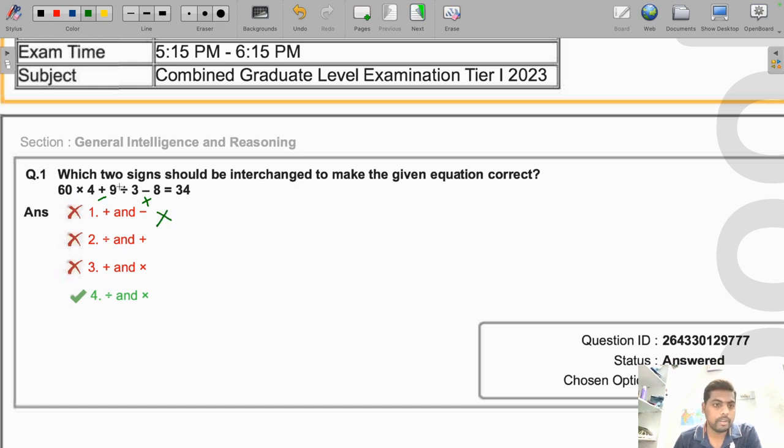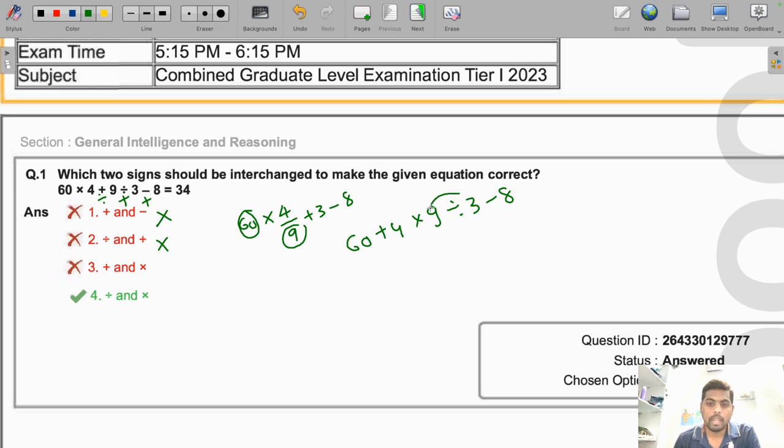And if you interchange divided by and plus, this will be divided by and this will be plus. So it will be 60 into 4 divided by 9 plus 3 minus 8. Here no need to calculate because 60 and 9, it is not possible to cut down, so we will not get an integer, so this option will be eliminated. Again, for the next option, plus and into, it means 60 plus 4 into 9 divided by 3 minus 8. Here 9 by 3 is 3, so 4 into 3 is 12, 72 minus 8, it is not near to 34, so this will be eliminated. So the only remaining option is this one only.